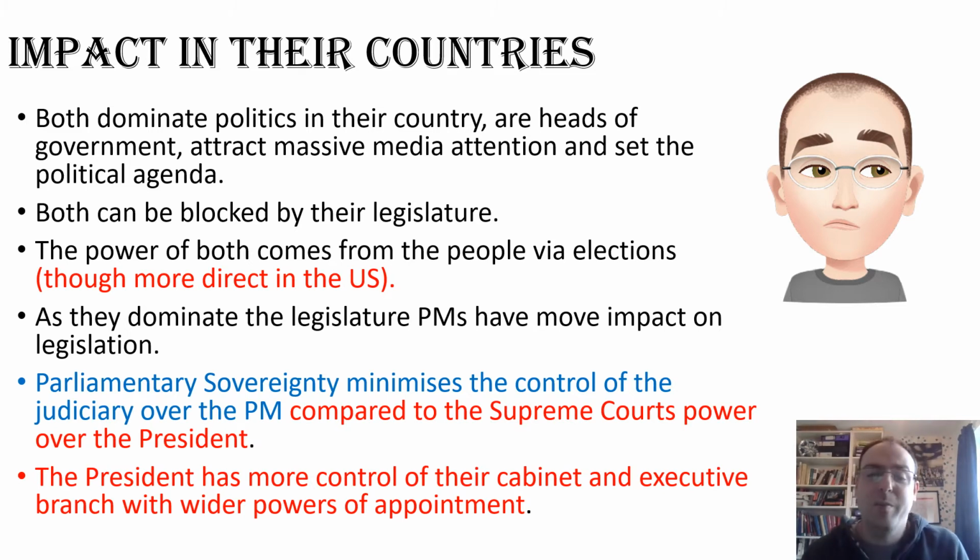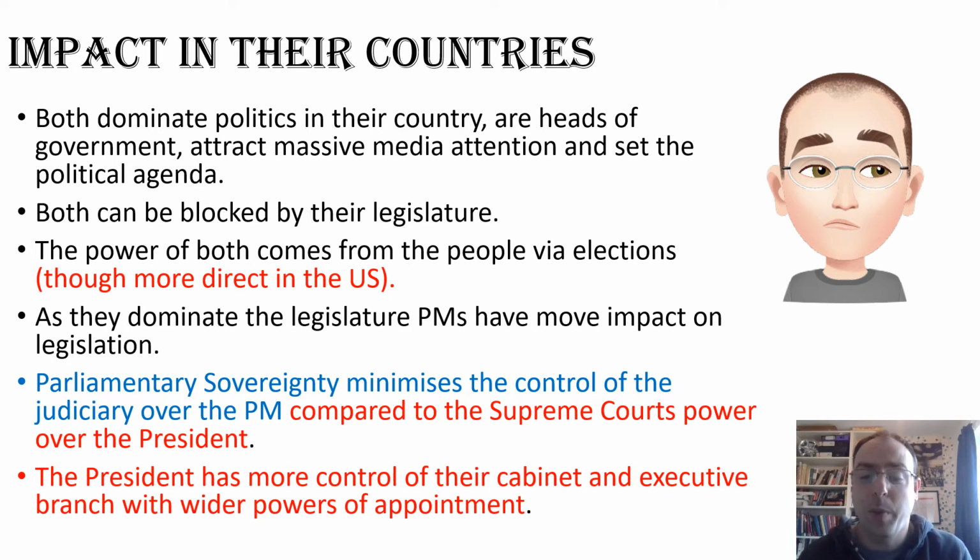Parliamentary sovereignty minimises control the judiciary have over the Prime Minister, particularly because, again, if a Supreme Court in the UK says something the Prime Minister's done is unconstitutional, then they can just put an Act of Parliament through Parliament and change the Constitution. It's not the same for a President. You'd have to amend the Constitution, and that is something that is beyond the President's control. You need two-thirds of both houses and three-quarters of the states.